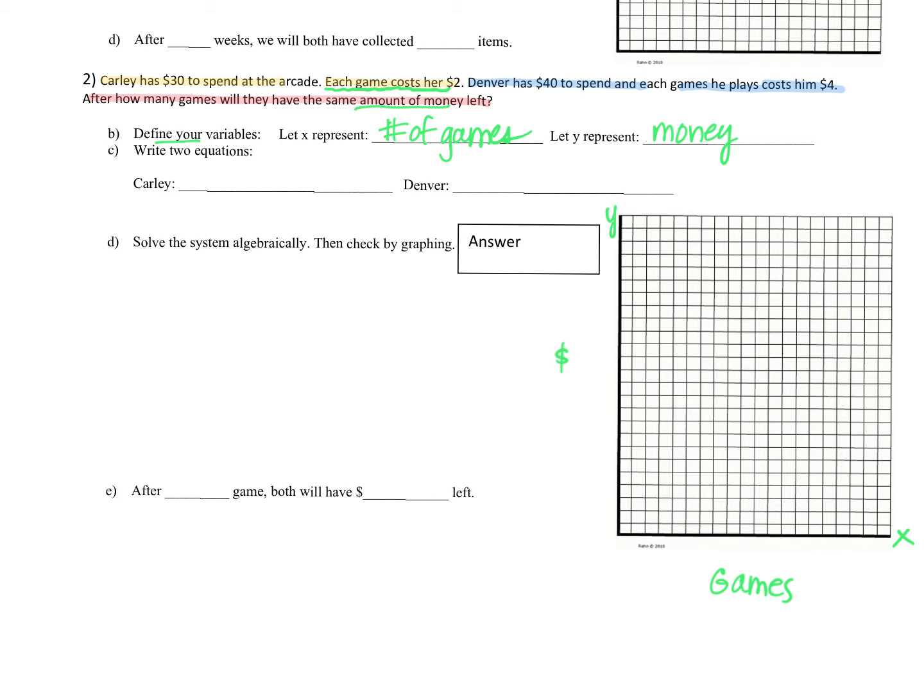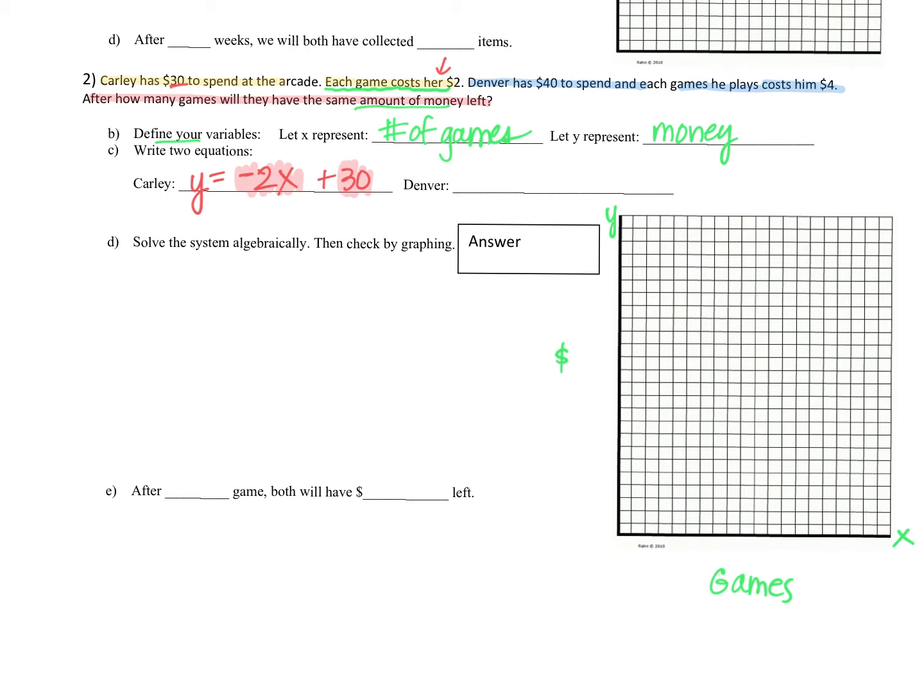Let's see if we can write an equation for Carly. For her total money, I'll put y equals. She starts with $30, so I'm going to put plus 30 in the back. That's how much she starts with. Every game costs her $2, so it's $2 per game, but she's spending that money. So I'm going to write 2x, and if she's spending it, she's losing it. That's going to need to be negative because every game is costing her $2. So again, she starts with 30 bucks, but then she's spending $2 per game. There's Carly's equation.